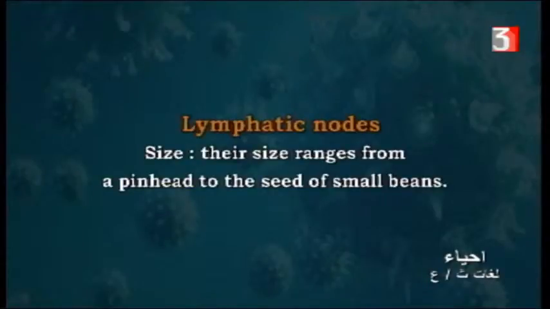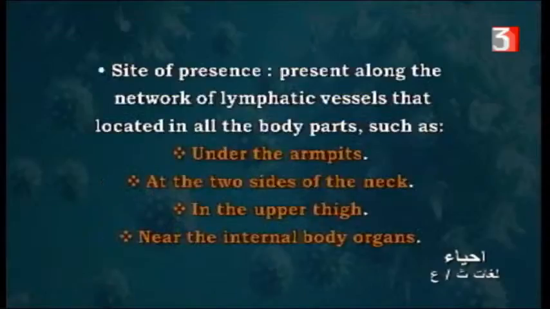invasion by some microbes. Sites of presence: they are present along the network of lymphatic vessels that is located in all body parts, such as under the armpits, at the two sides of the neck, in the upper thigh near the internal body organs. This is the lymphatic nodes found inside the body.